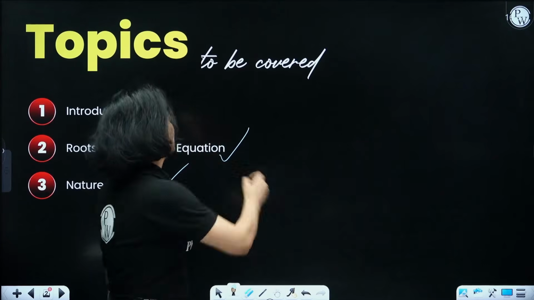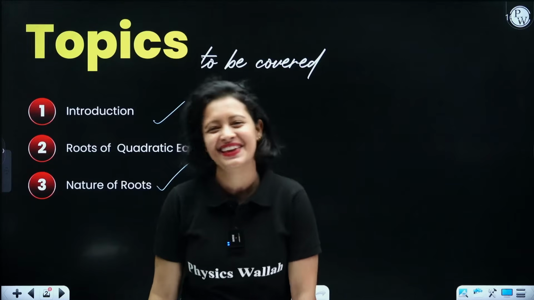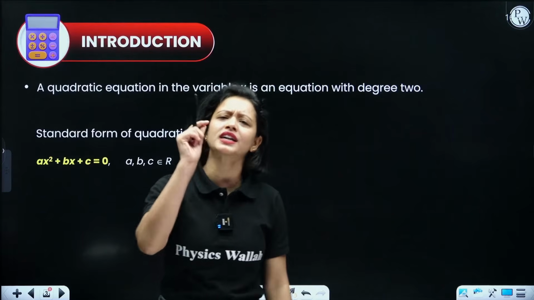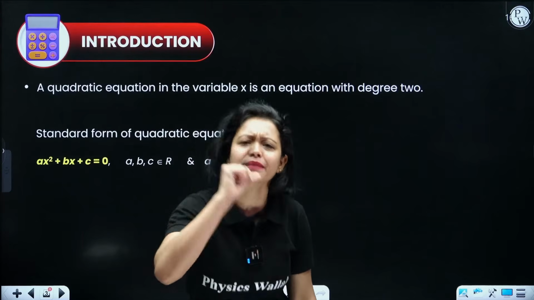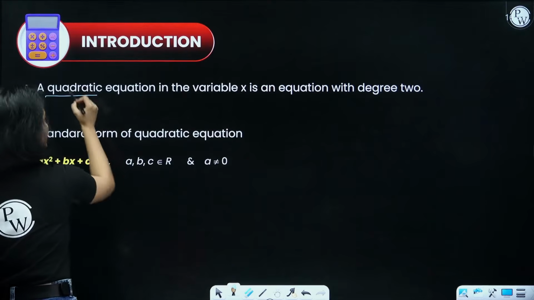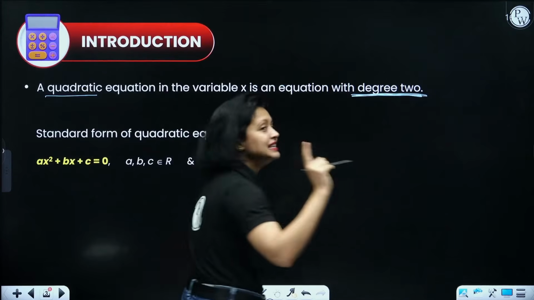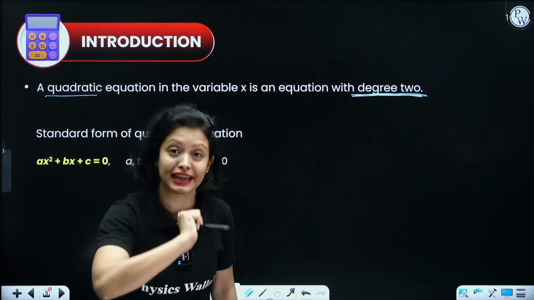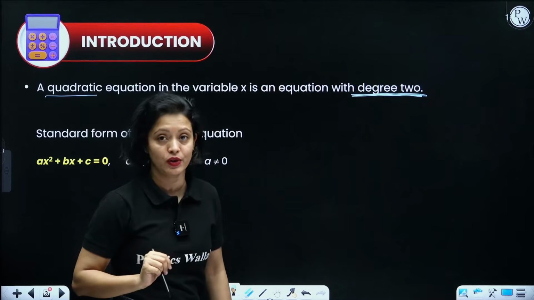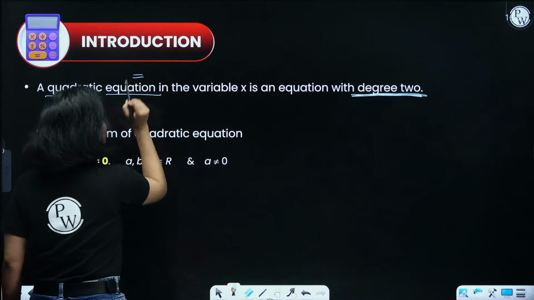Okay, and first of all we'll start by introducing ourselves to what a quadratic equation is. So yes guys, what is a quadratic equation? What does the word quadratic mean? Quadratic means degree 2. Degree means the highest power of the variable. So the highest power of the variable should be 2 in the equation. And by equation we mean that there should be an equal to sign.